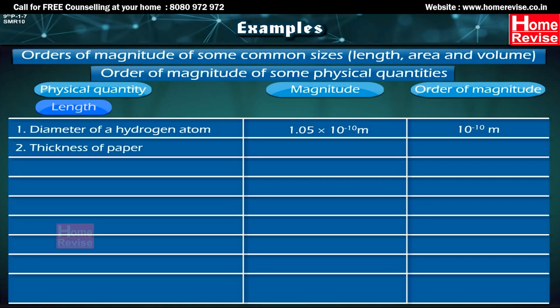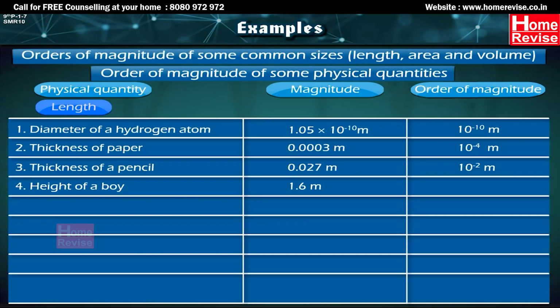2. Thickness of paper. Magnitude 0.0003 meter. Order of magnitude 10 raised to minus 4 meter. 3. Thickness of a pencil. Magnitude 0.027 meter. Order of magnitude 10 raised to minus 2 meter. 4. Height of a boy. Magnitude 1.6 meter. Order of magnitude 10 raised to 0 meter. 5. Length of a room. Magnitude 4 meter. Order of magnitude 10 raised to 1 meter.